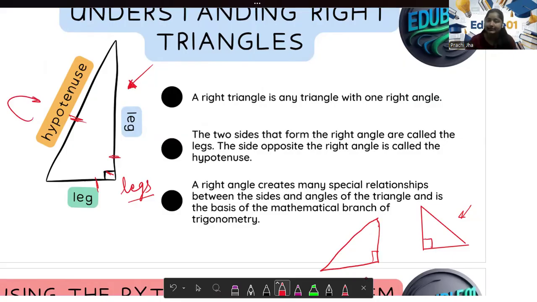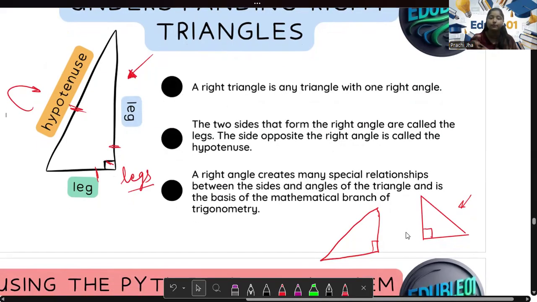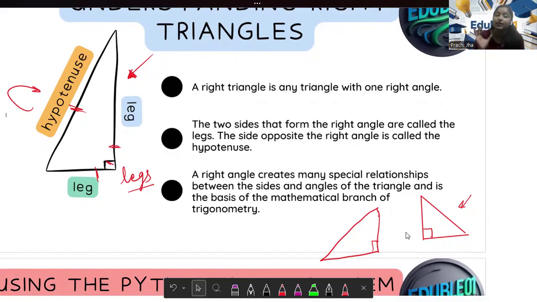A right angle creates many special relationships between the sides and angles of a triangle, and is the basis of the mathematical branch of trigonometry. That is why it's very, very important. If not now, you will later study and read about trigonometry, which is completely based on triangles. A right angle triangle is one of the key concepts of trigonometry, and that is why it's very important to understand the right angle triangle in complete detail.